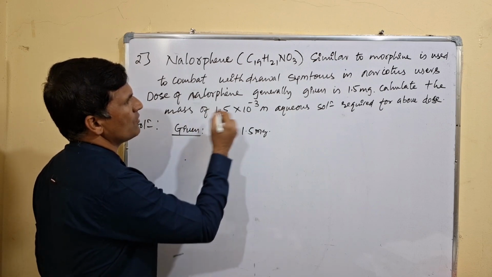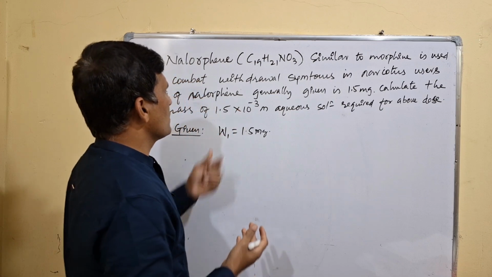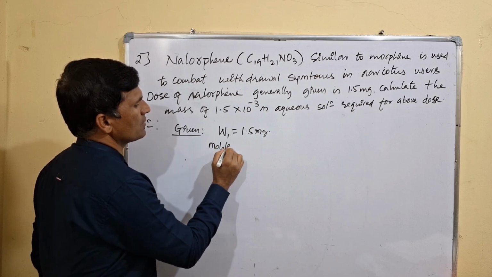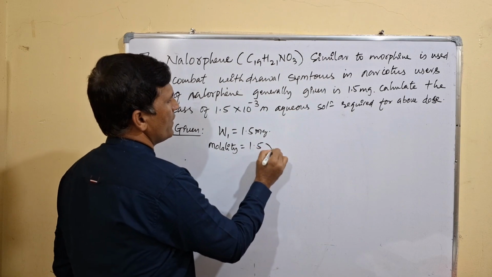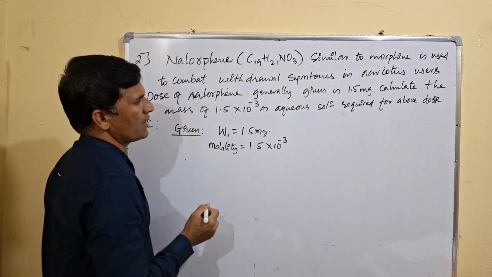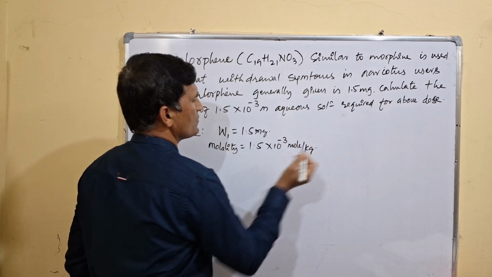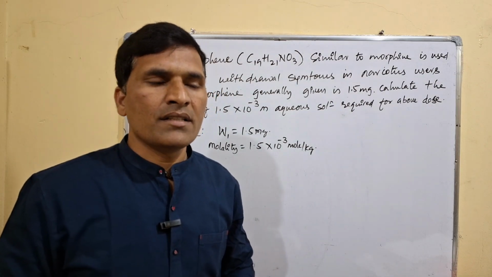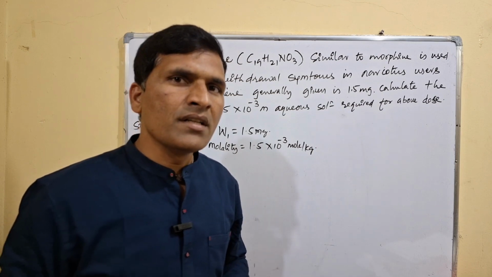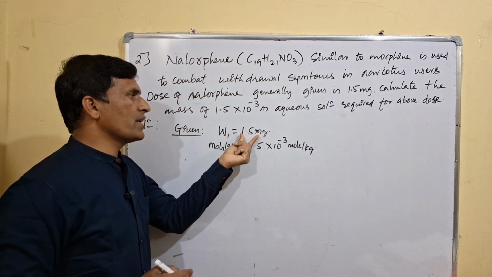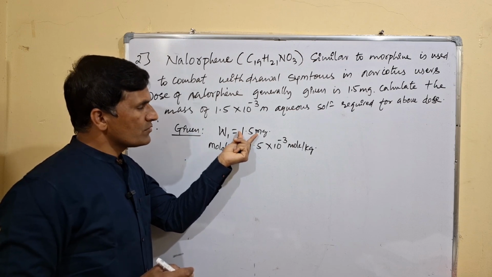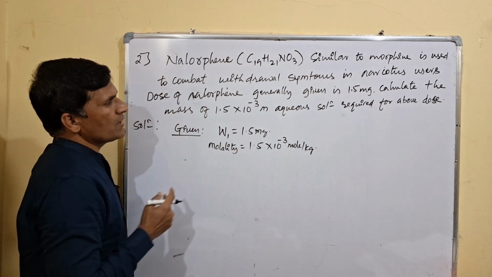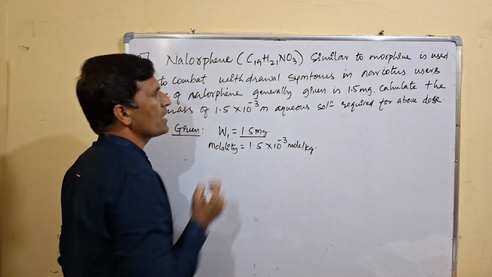Then they want to give that as an aqueous solution, right? So therefore they are giving the molality of the solution, 1.5 into 10 to the power minus 3 mole per kg. So the 1.5 milligrams is to be given in terms of an aqueous solution, right? It is given as an aqueous solution, and the dose is given. So therefore you have to check how much we have to take to give this much amount of the drug.